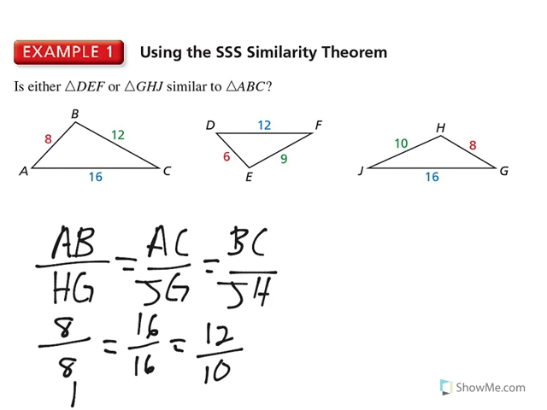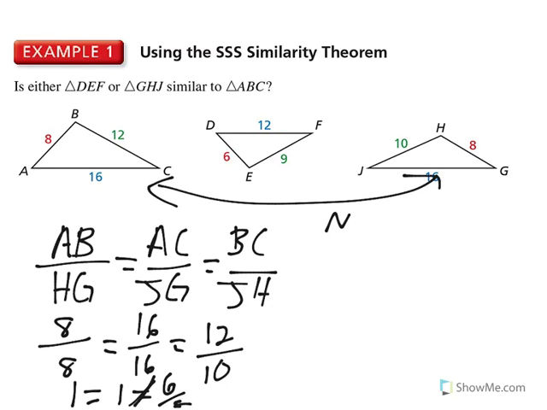Well, I can see the first two reduce down to 1, but this last one, 12 over 10, reduces down to 6 over 5. Okay, that means that it's not equal, so these two triangles, the ones on the ends, these two are not similar.